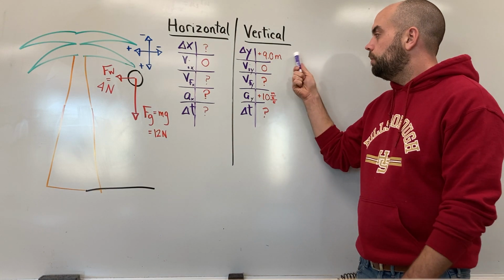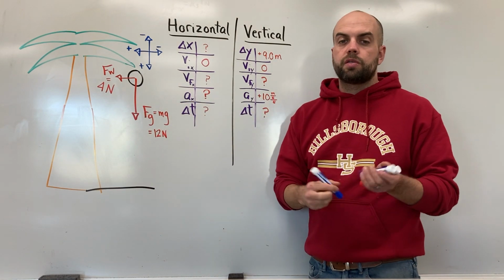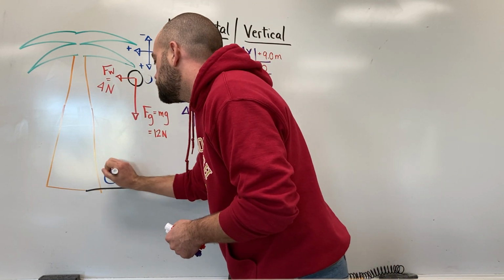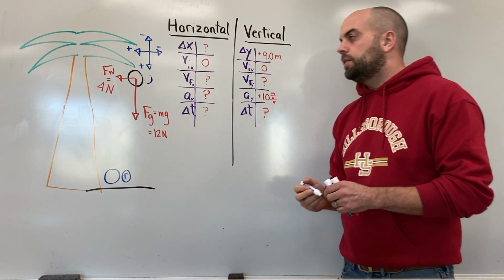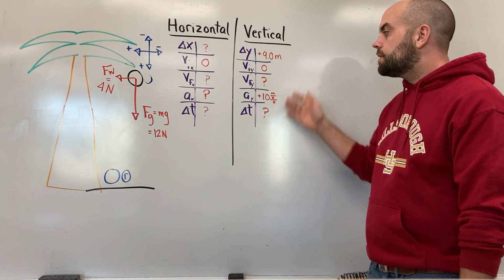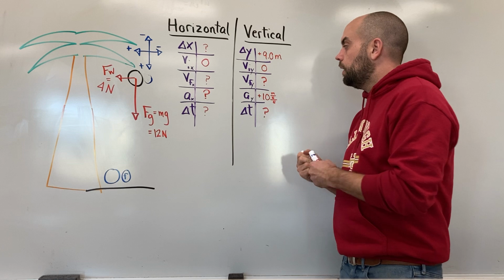I know vertically, we've got 9 meters of displacement that the coconut's going to have as it goes from its initial point up here down to its final point somewhere down here. That's going to be down to the left of where the coconut currently is. Everything else I don't know, but those can totally be calculated.